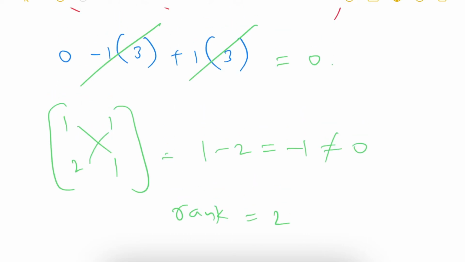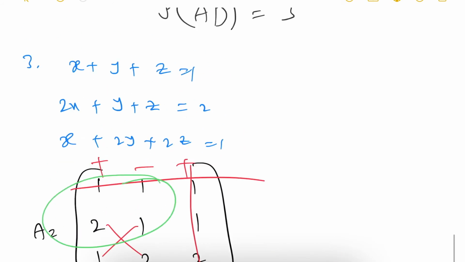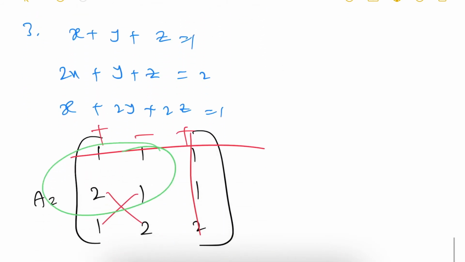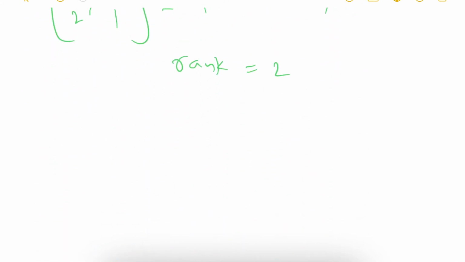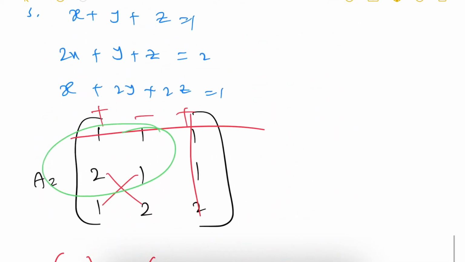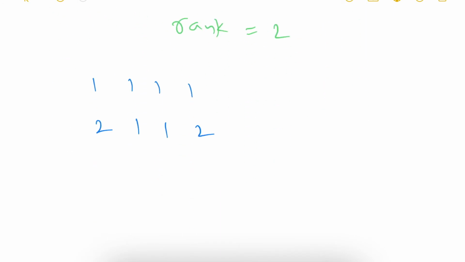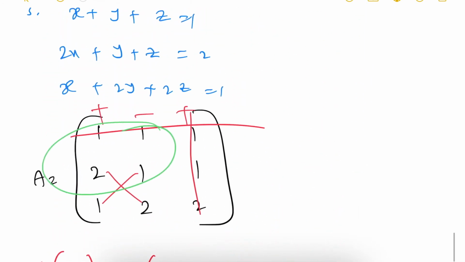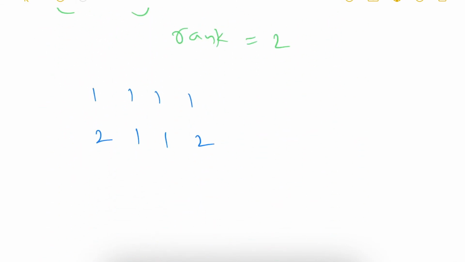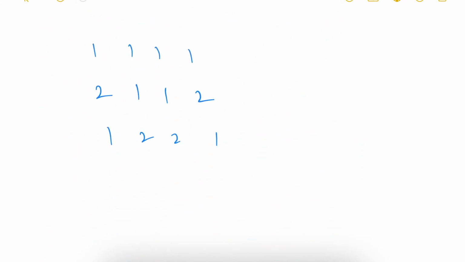Okay, now let us find the augmented matrix. What is the augmented matrix here? First row 1 1 1 1. Next, the second row will be 2 1 1 2. Then what will be the third row? 1 2 2 1.